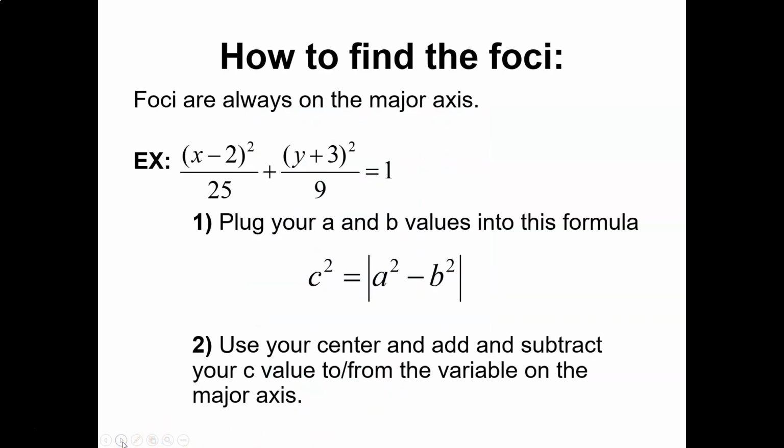All right. So we need to be able to find the foci. It is important to note foci are always on the major axis, so that's your longest axis of symmetry. So if you had a wide ellipse, then you're going to have your foci on the horizontal axis. If it's vertical, you'll have them on the vertical axis. So this formula right here is going to give you the C value for the foci of an ellipse.